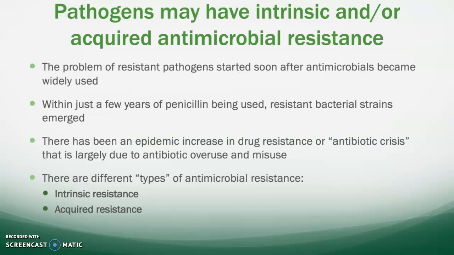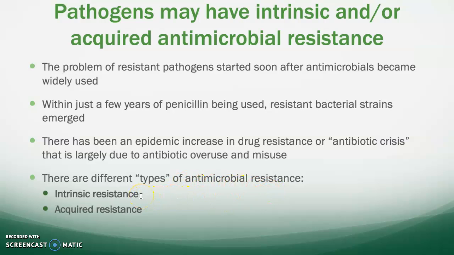So, the problem of these resistant pathogens started right after antibiotics became widely used. Even with penicillin, within a few years we saw resistant bacterial strains discovered. And there is an epidemic increase in drug resistance, and that's because we have largely overused and misused antibiotics. So as I said, there are two different types of antimicrobial resistance.